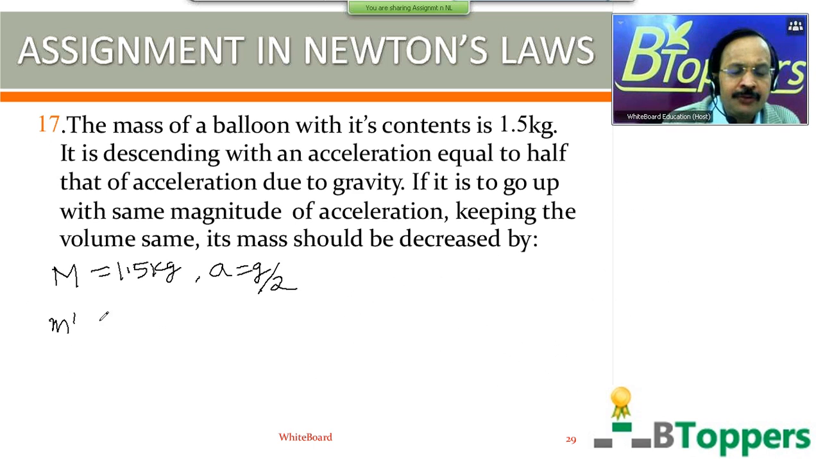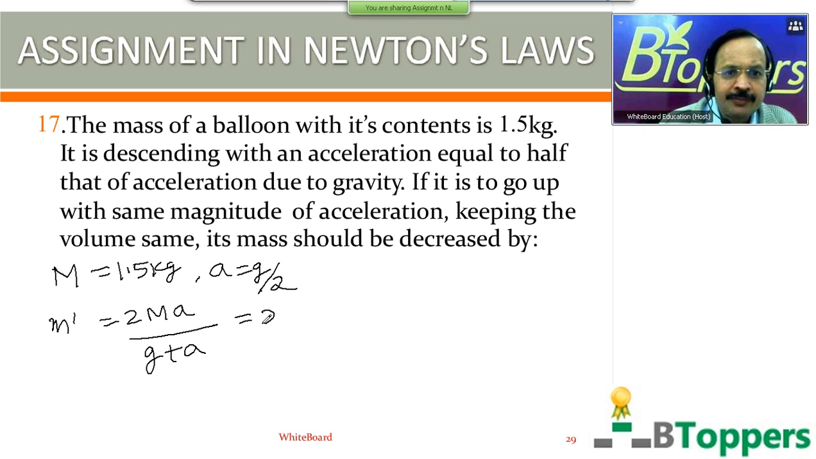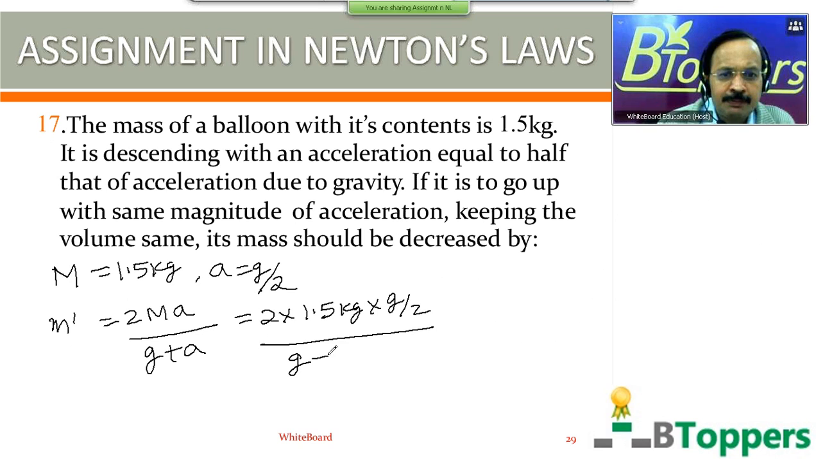So the mass m dash, which should be detached from the balloon so that it begins to move upwards with the same magnitude of acceleration, is given by m dash equal to ma by g plus a. That is 2 into 1.5 kg into g by 2, by g plus g by 2. So if you simplify this, you get m dash equal to 1 kg. That's the answer.